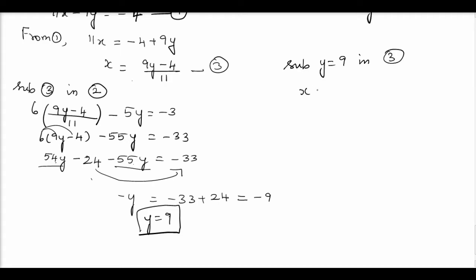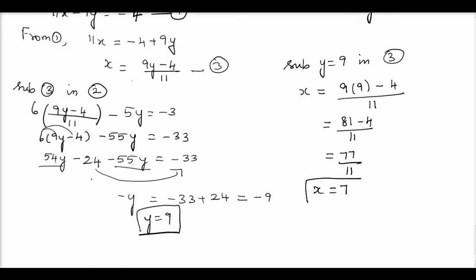So x equal 9 into 9 minus 4 by 11. So this is 81 minus 4 by 11, that is 77 by 11. That gives me x equals 7. So we have assumed that x is the numerator and y is the denominator.